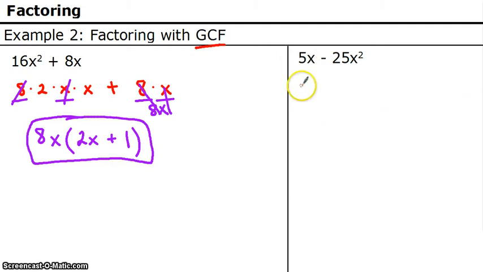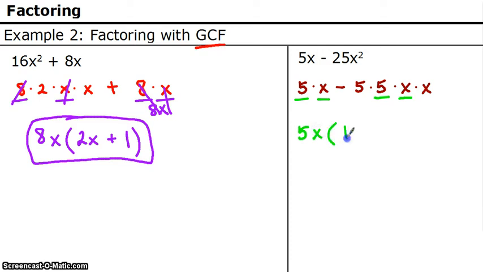All right, so this one, again, I'm going to draw it out so we can visually see what's going on. 25 is 5 times 5, x times x. Okay, so you see how they have a 5 and an x in common. So we're going to take out 5x, that'll leave us with 1 minus, and then there's a leftover 5x in there.